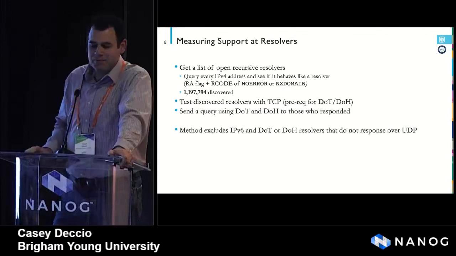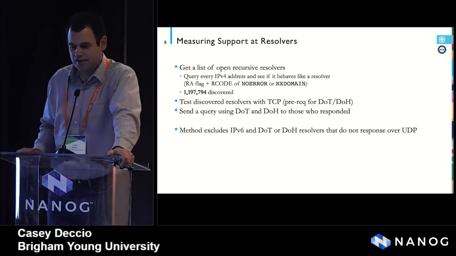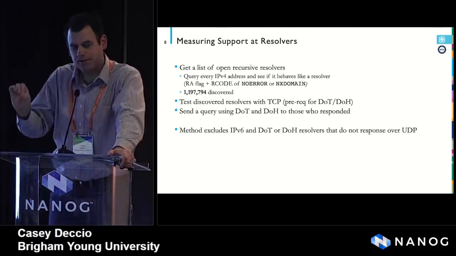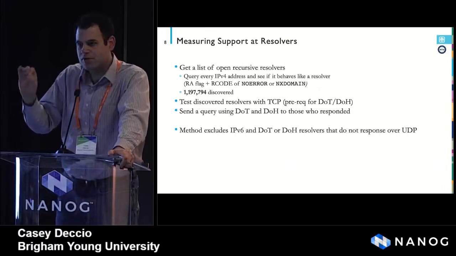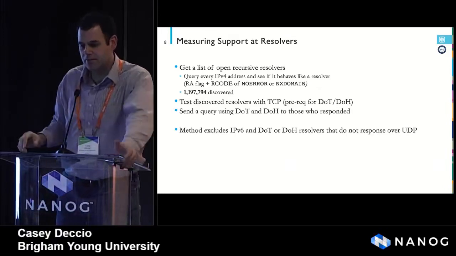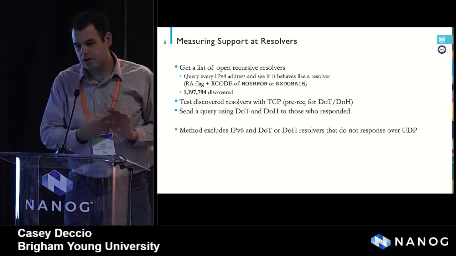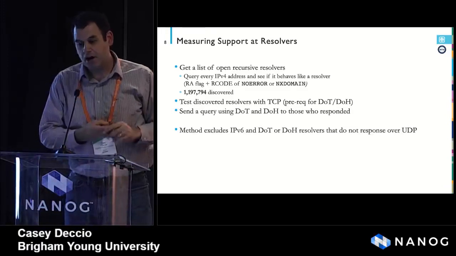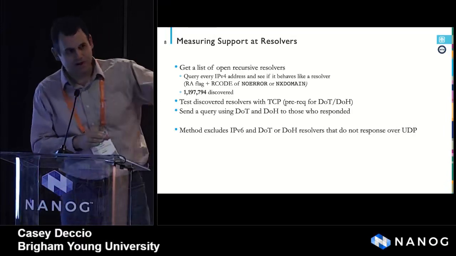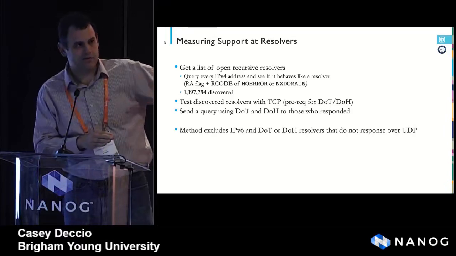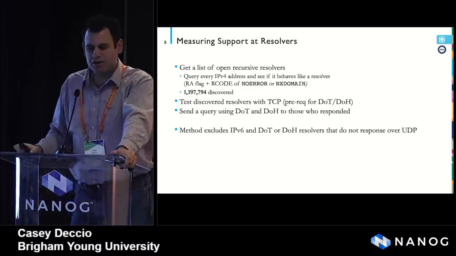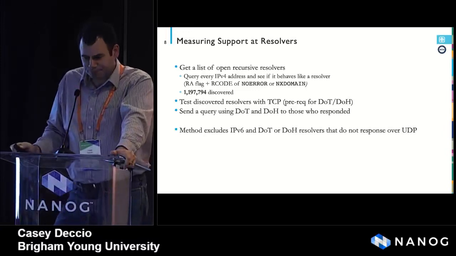We queried every IPv4 address to see if it behaves like a resolver. Now I know this wasn't an open resolver study, this was simply to identify them. What we did was, if we got a no error or an NX domain response, and the RA flag was set, so we wanted to filter out the servers that were authoritative only. We got about 1.1 million servers that responded in that way.